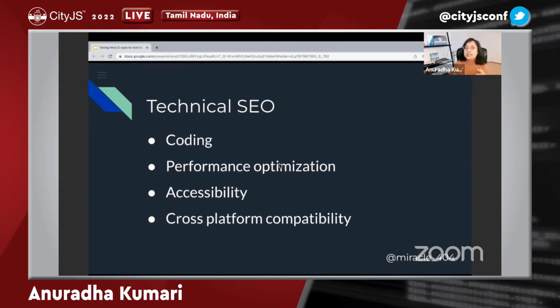We are going to focus mainly on technical SEO. Technical SEO involves coding and programming. It refers to all the things that involve how our website functions. Some of the important topics to explore here could be performance optimization, security, accessibility, usability, and cross-platform or cross-device compatibility.